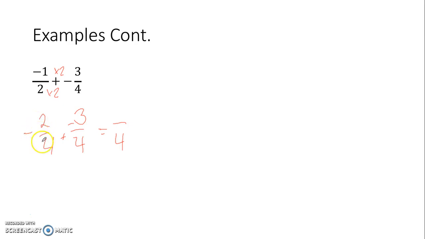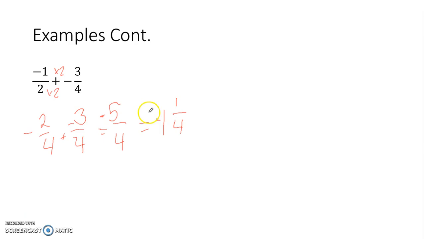So now we have negative 2/4 plus negative 3/4. So now we know how to do this. 2 plus 3 is 5, and a negative plus a negative is still a negative. So negative 5/4. Well, that's an improper fraction, so we have to ask ourselves, how many times is 4 going into 5? Just once, and then there's 1 left over. So the answer is negative 1 1/4.